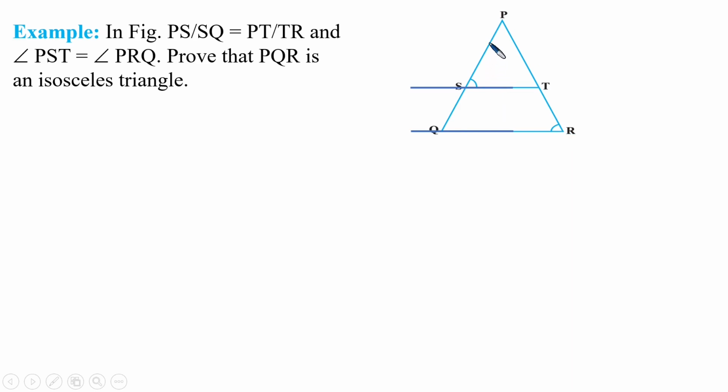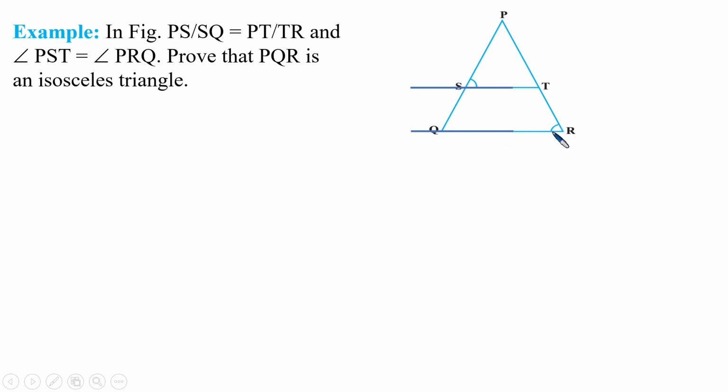So by the BPT, that means this line has to be parallel to this line, which we have proved. And here it is saying that angle PST is equal to angle PRQ. But I know that if this is a parallel line and this is a transversal, then this angle and this angle have to be the same. And then you are saying that this angle and this angle are the same. So angle Q is the same as angle R.